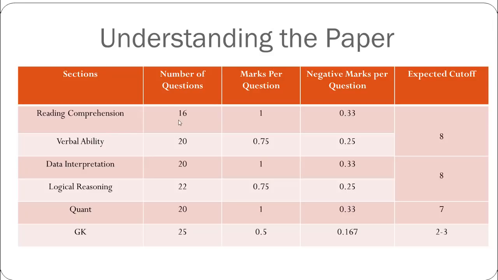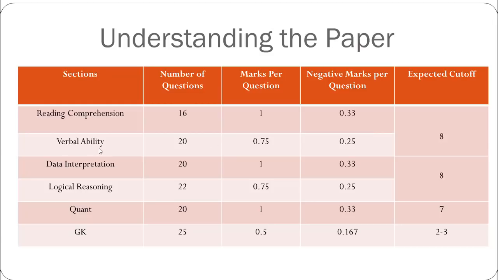In reading comprehension, there were 16 questions and there were 4 passages having 4 questions each, out of which I would say 2 passages were really easy, one was of medium level and one was medium to difficult. The marks per question was 1 mark per RC question, and the marks deducted if you get a question wrong is 1/3 of 1, which is 0.33.